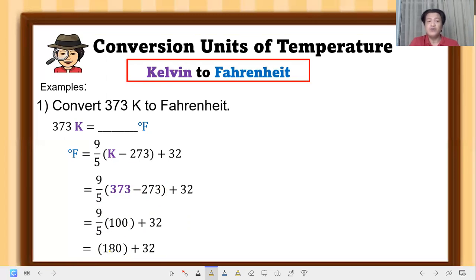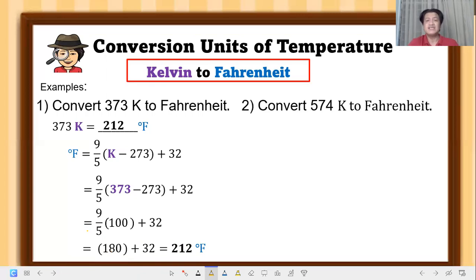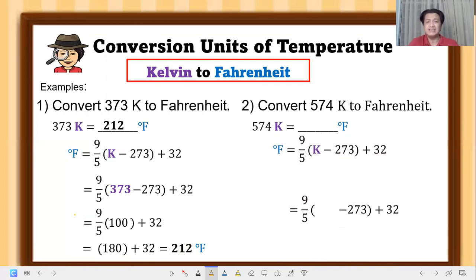Tsaka mo ngayon i-add yung 32. What is 180 plus 32? That is equal to 212 degree Fahrenheit. Okay, yan ngayon yung katumbas ni 373 Kelvin. Okay, let's have number 2. Convert 574 Kelvin to Fahrenheit. So first, you're going to rewrite the given, and then write the formula, and then you are going to replace the given 574 doon sa formula natin sa K, which is Kelvin.